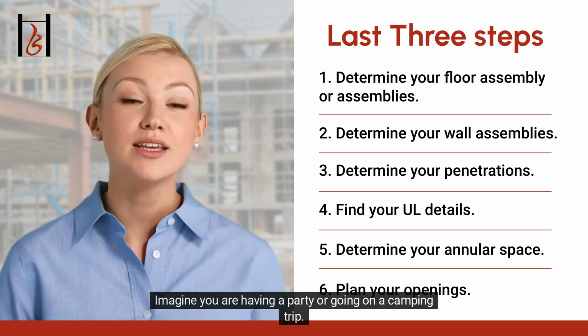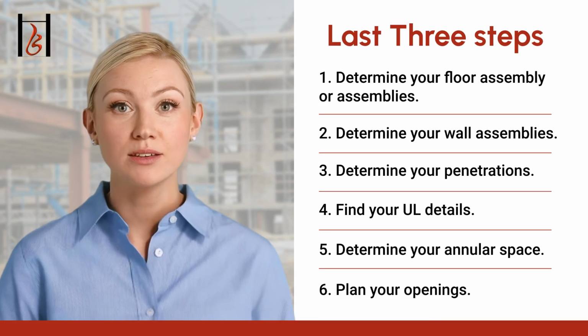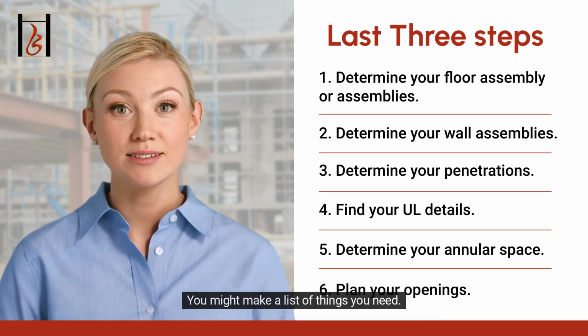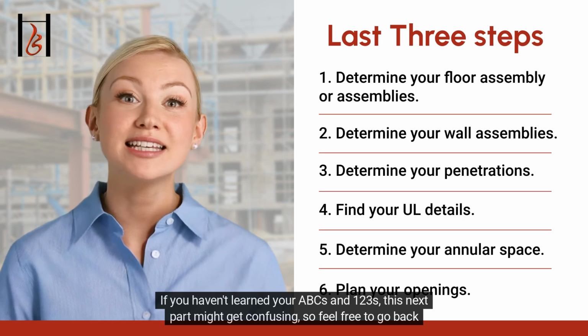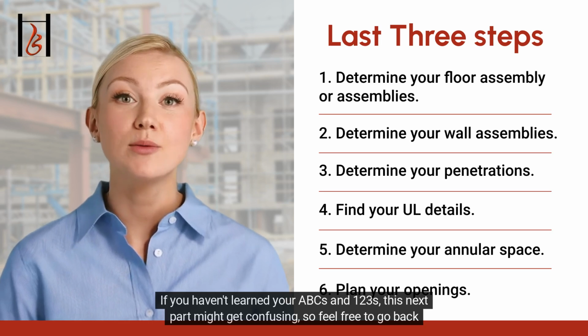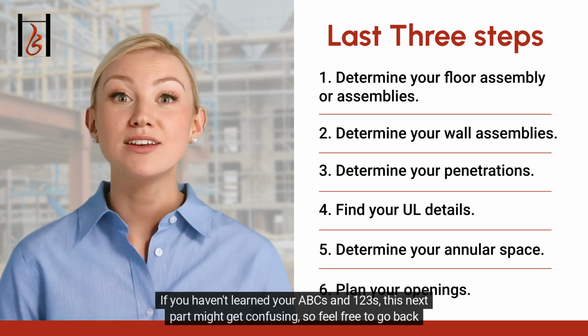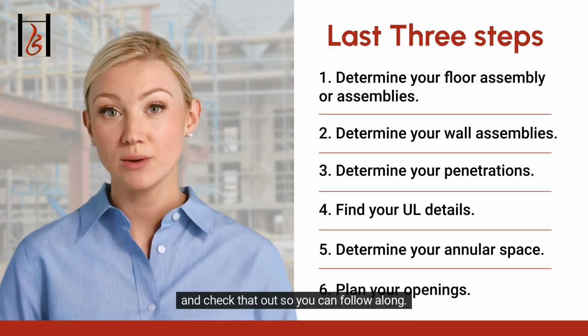The first 3 steps are like a shopping list. Imagine you are having a party or going on a camping trip. You might make a list of things you need. That is steps 1, 2, and 3. Step 4 is the actual shopping. If you haven't learned your ABCs and 1, 2, 3s, this next part might get confusing, so feel free to go back and check that out so you can follow along.